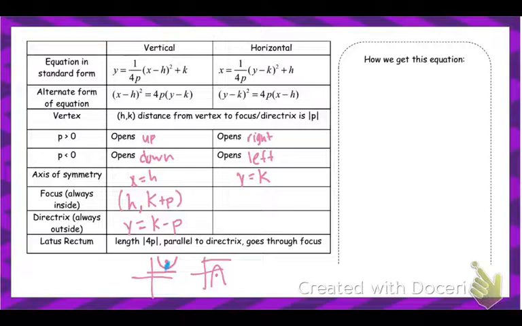If you're more of a visual person, that can make these a little bit easier, okay? What you want to remember is that the focus is inside, the directrix is outside. How far away it is from the vertex is the absolute value of p, all right? Whether or not p is positive or negative, that helps us determine which direction this is going to open.